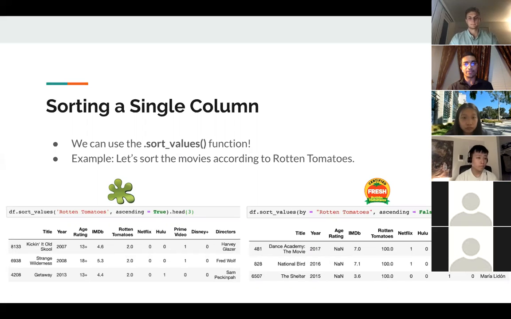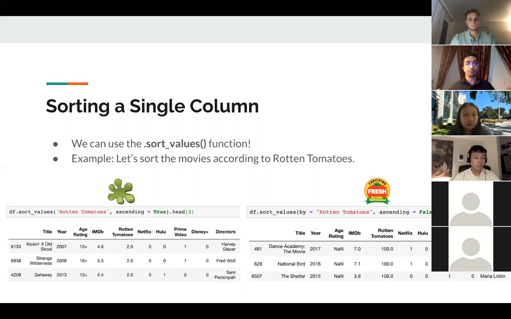This is a super useful function. All you have to do is give it a column, and you can say whether you want ascending or not. The different parameters here are: by equals, where you give it a column name that you want to sort by. And then there's an ascending parameter. By default, ascending is equal to true.